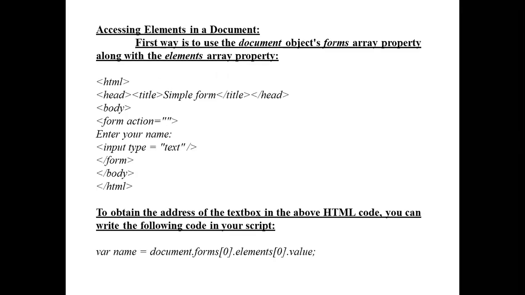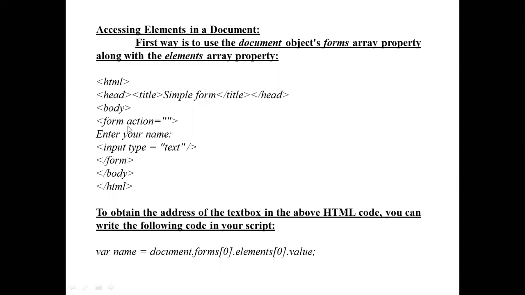The first way is to use the document object's forms array property along with the elements array property. Here there is one HTML, in which we write the form. In the HTML there is a form with action, enter your name, input type equal to text. In the document object there is a form, that is document dot form, and next in the form there is an element like input type.